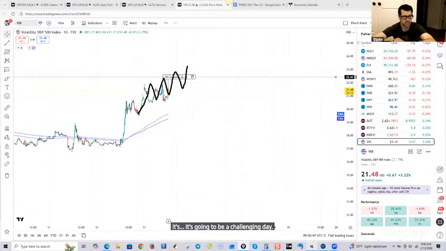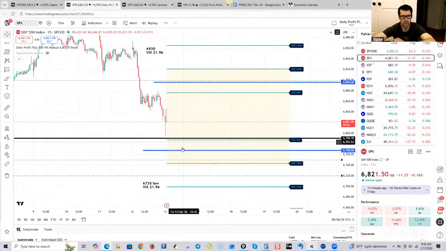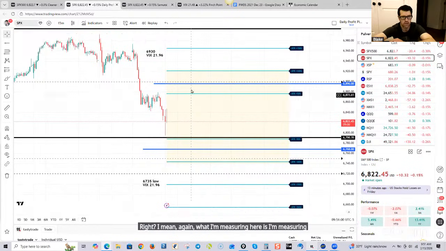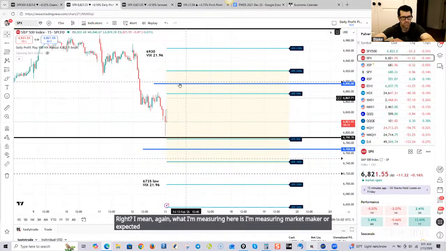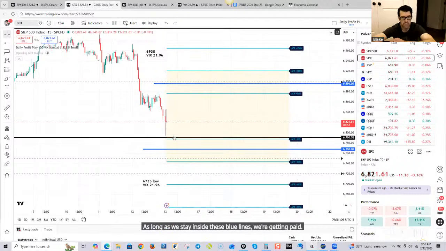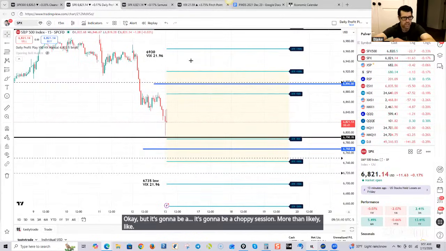Now, the good thing is, as long as the day can close in between our blue lines, that's all we need, right? What I'm measuring here is market maker or expected move efficiency. As long as we stay inside these blue lines, we're getting paid. But it's going to be a choppy session, more than likely. Swings like the VIX at 20 is a lot.